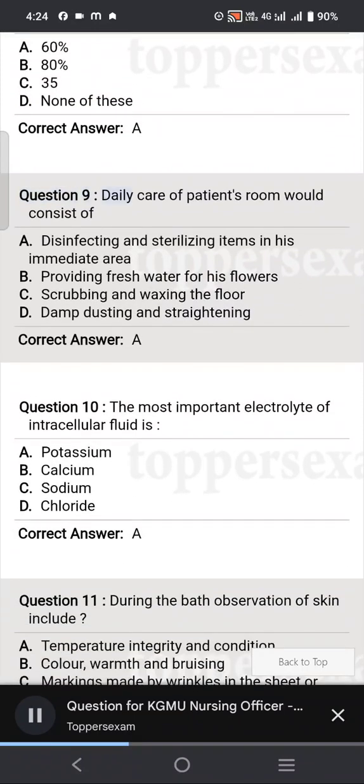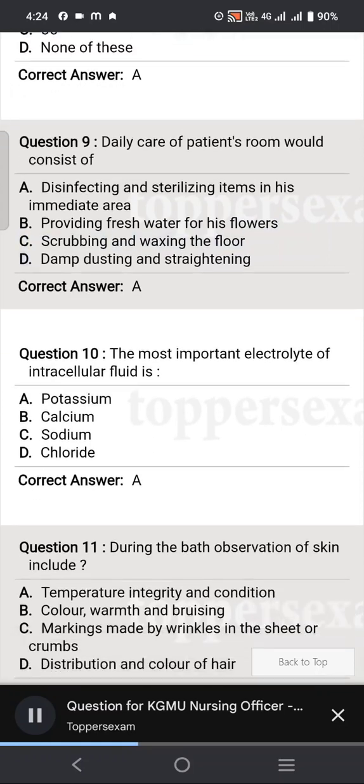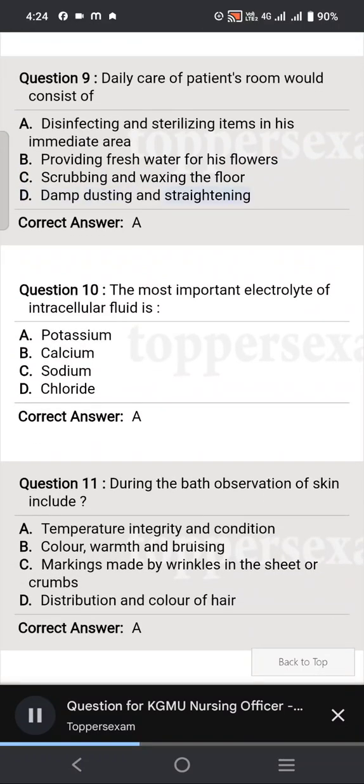Question 9. Daily care of a patient's room would consist of: A. Disinfecting and sterilizing items in his immediate area. B. Providing fresh water for his flowers. C. Scrubbing and waxing the floor. D. Damp dusting and straightening.